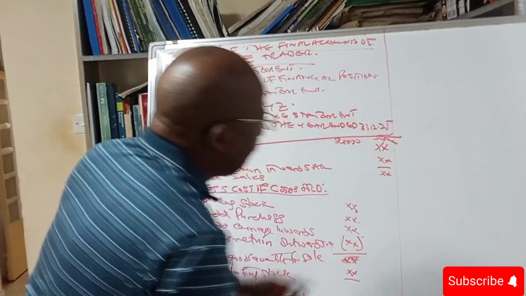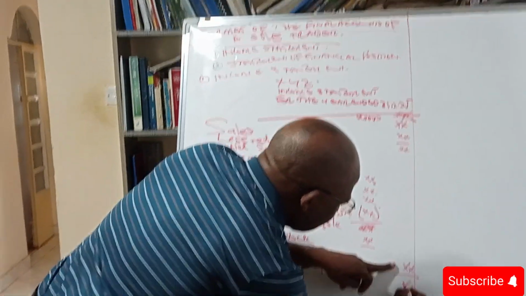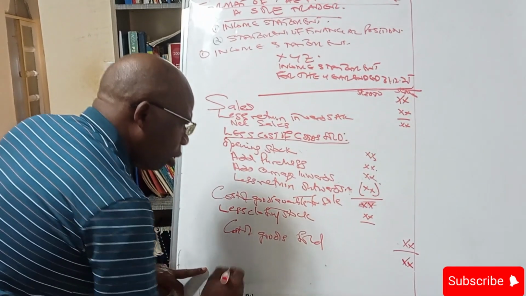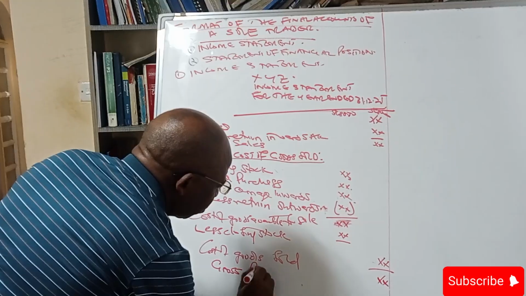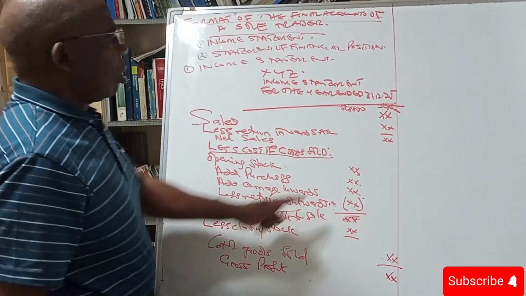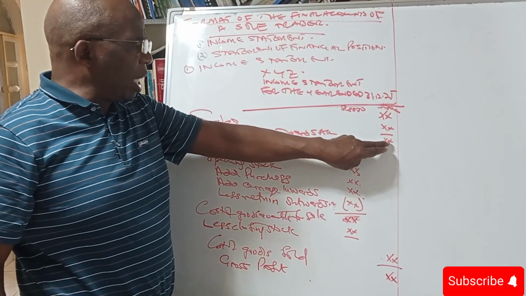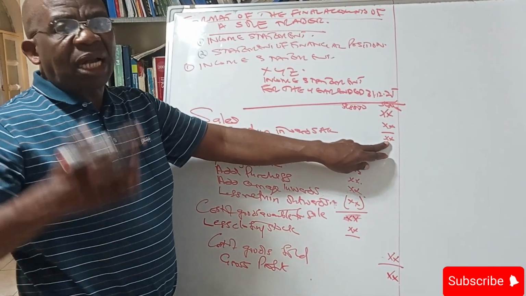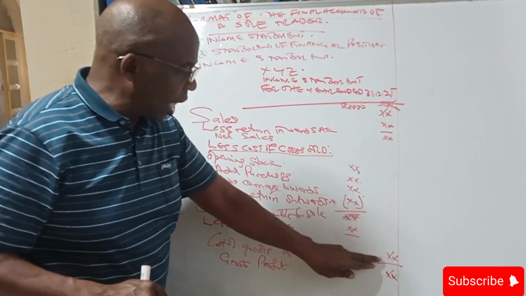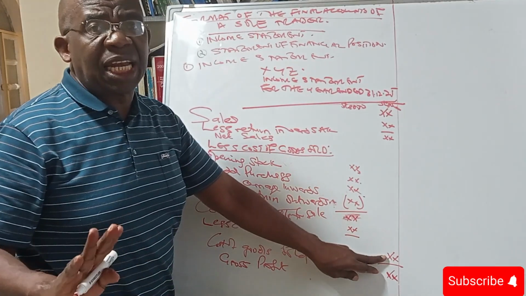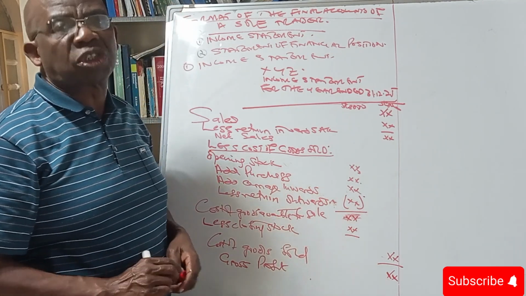Now, once you get our sales, you subtract cost of goods sold, and we get something we call gross profit. In other words, we sold goods and made sales amounting to this, but how much did we buy the inventory at? We bought the inventory at this. So before deducting any other expense, the profit we are making is this, and we are calling it gross profit.